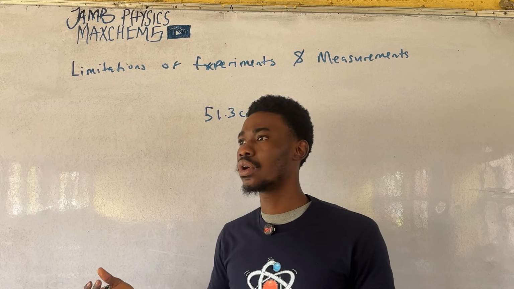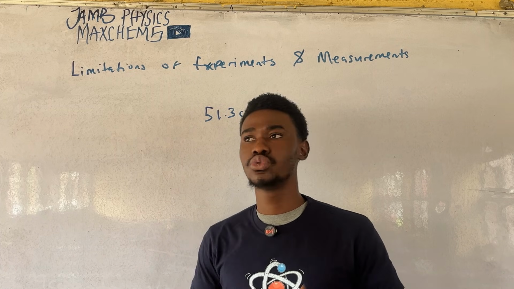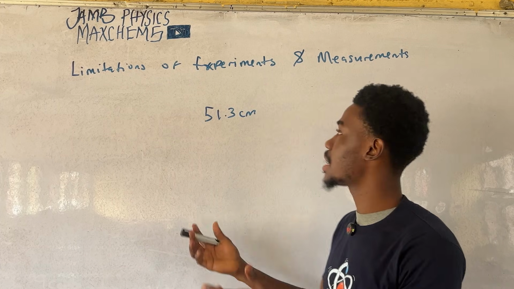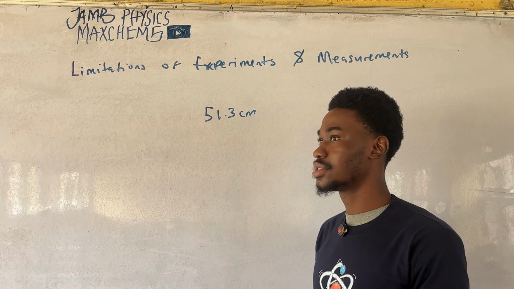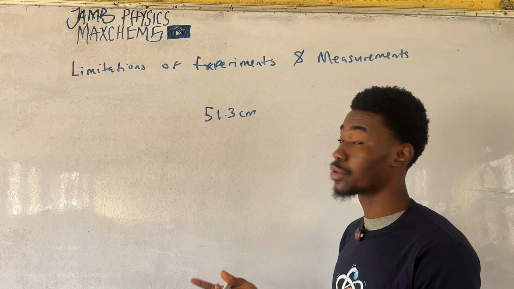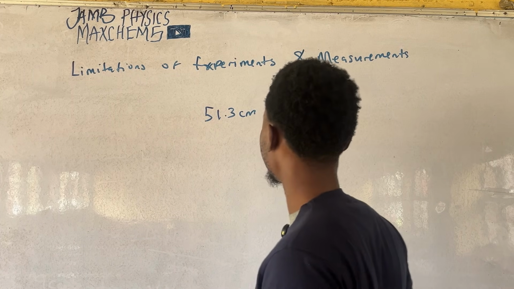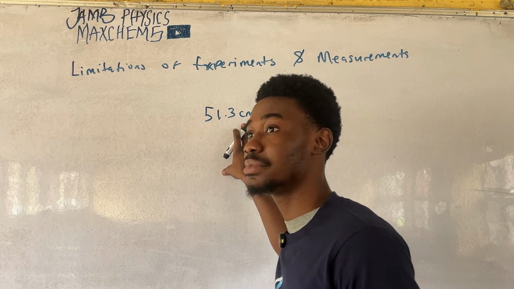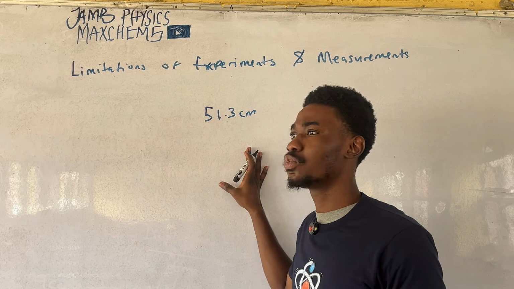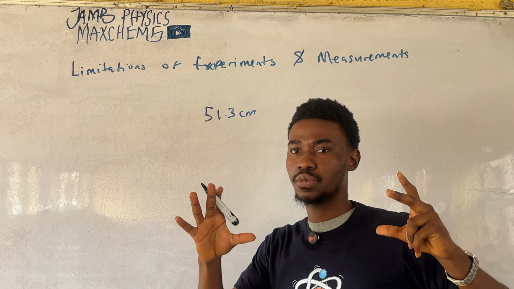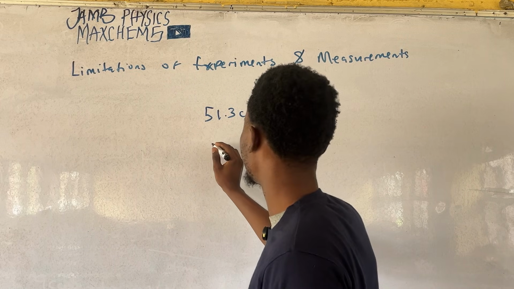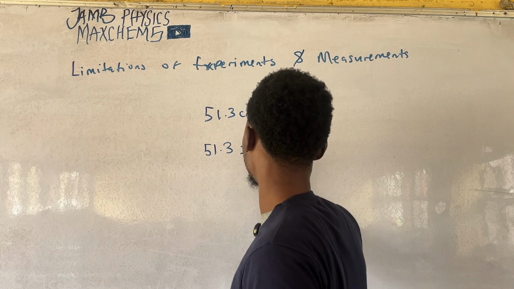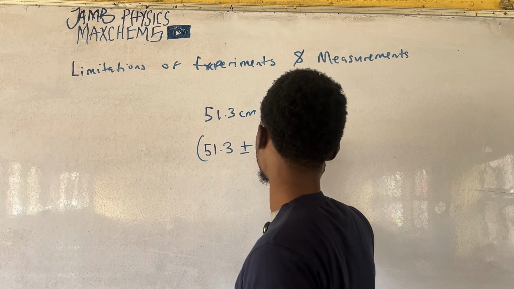So in academic work or in experiments in the labs, what we do to tame or to minimize this problem is we report our results in terms of something called errors. So this is what we do. Suppose you measure the length of a chair to be 51.3 centimeters. Instead of saying 51.3 centimeters, we know it is between a certain range. We just have to calculate that range. Let's say the range we calculated happens to be 0.1. So this is how we report our results.